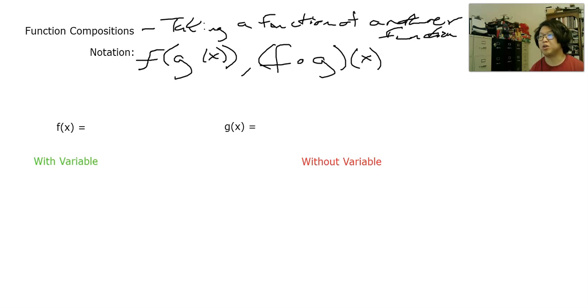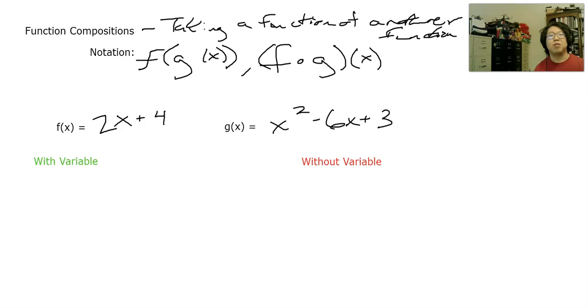So let's pick a couple easy ones. Let's say f of x is something like 2x plus 4. Very simple linear function. Let's make g of x a little harder. I'm going to say x squared minus 6x plus 3, something like that. So those are my functions here. And let's say I want to find f of g of x.